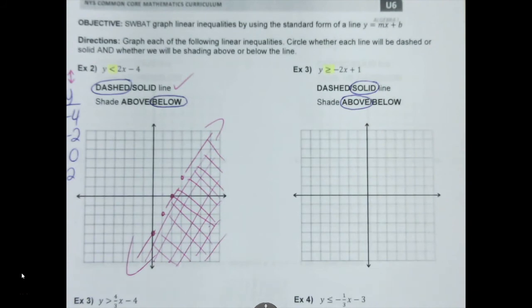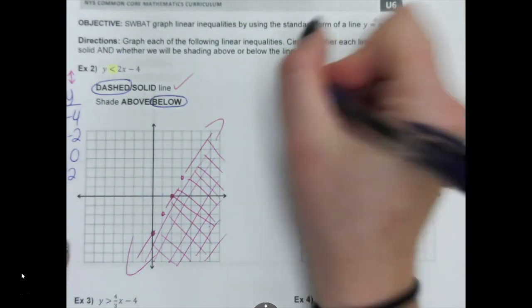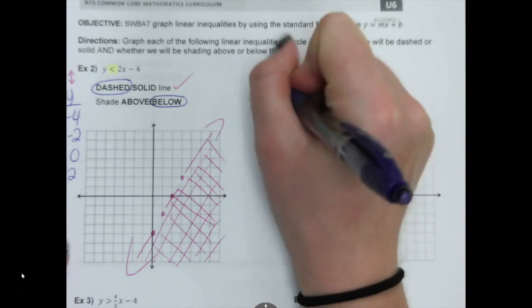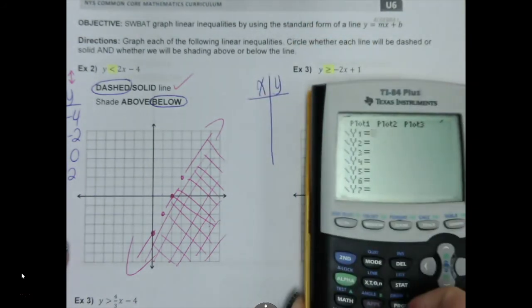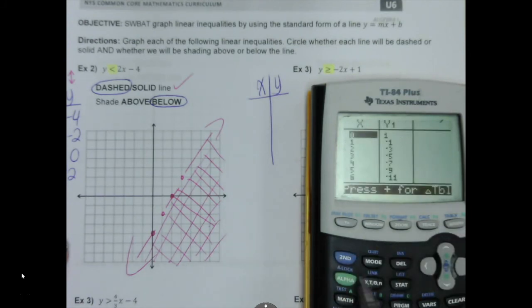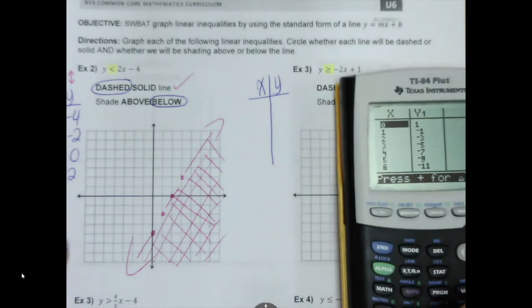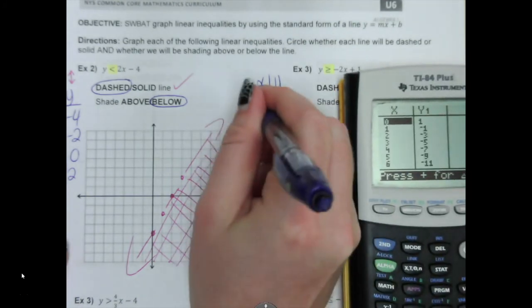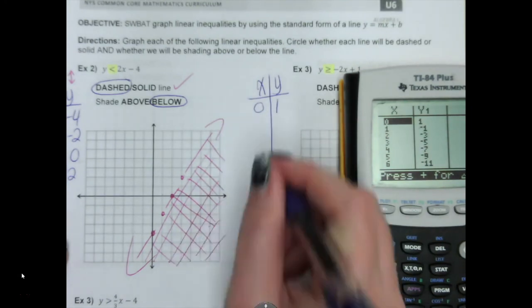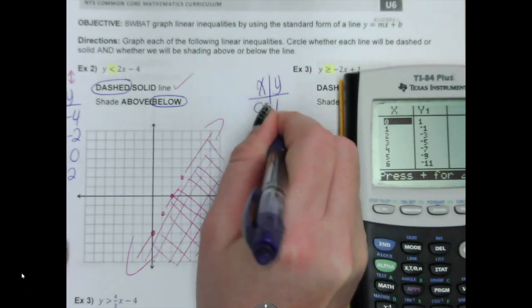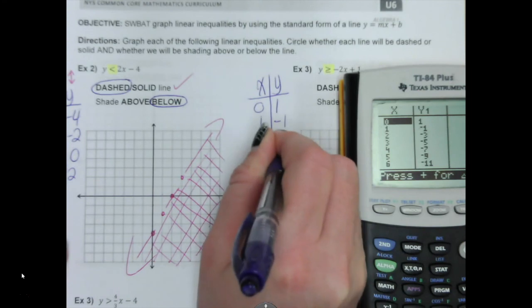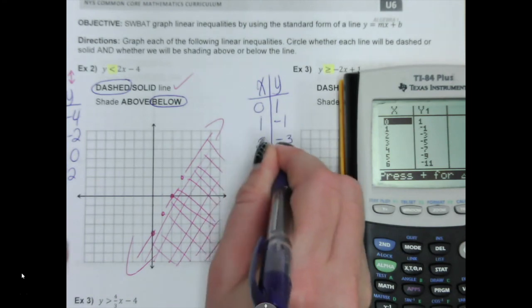Here we go, same thing. I'm going to just create an XY table on the side here. I'm going to grab my handy dandy graphing calculator, and I'm going to type this in. Negative 2x, all right, plus 1. And then I'm going to go right to my table, which is second graph. And here I have some points that I can plot. All right, so I'm going to copy these over. So I have 0, 1, 1, negative 1, 2, negative 3. And again, let's do one more for practice, 3, negative 5.